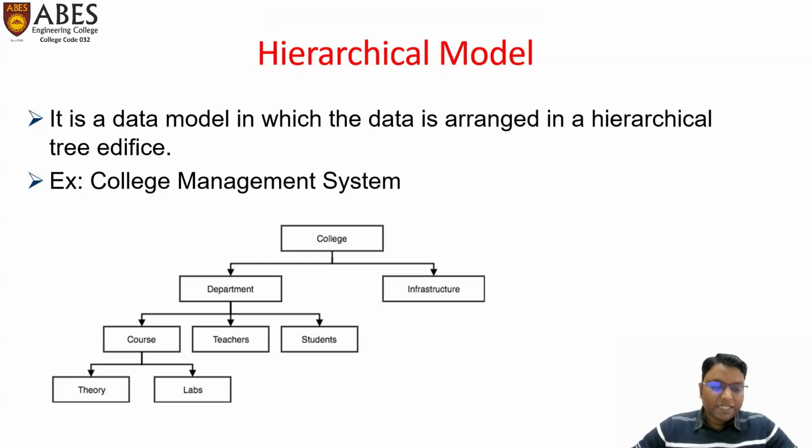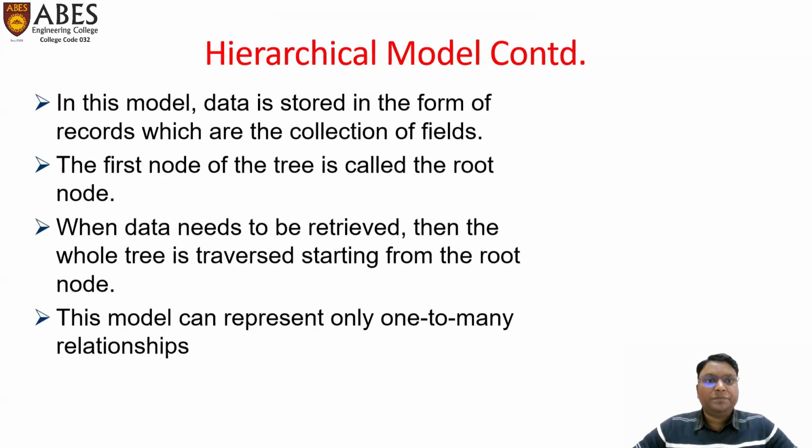The hierarchical model organizes data in a tree structure with the root node at the top. Data is stored in records, which are collections of fields. This model supports one-to-many relationships, and it is suitable for systems like a college management system, where we have to follow the hierarchy at different levels. So this model is very suitable for that purpose.